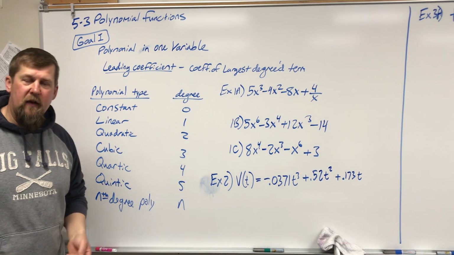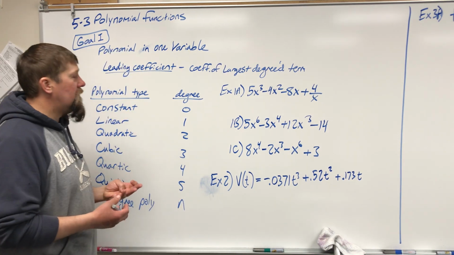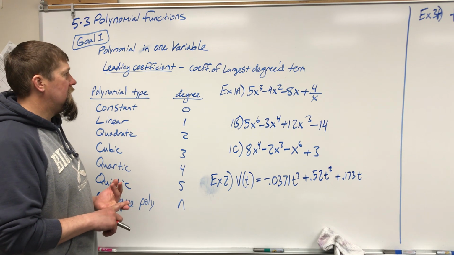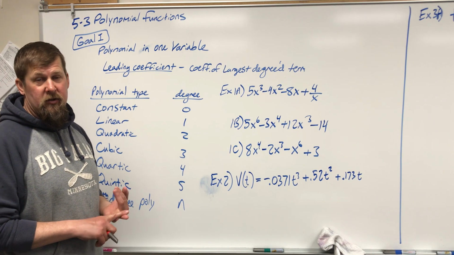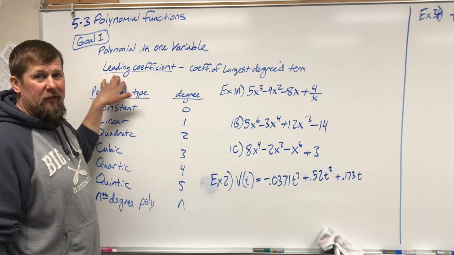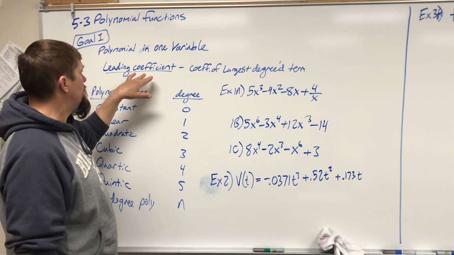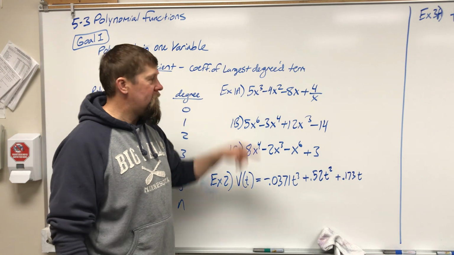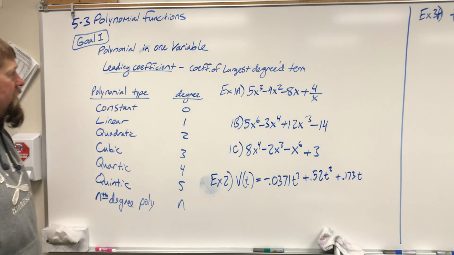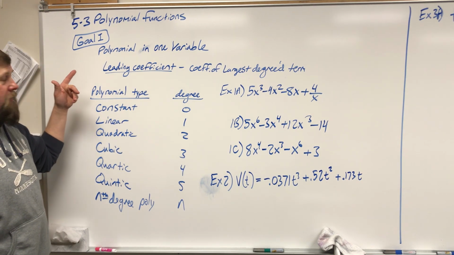Okay, so in section 5.1 we talked about what a polynomial is, and we talked about the fact that the exponents have to be integers and the coefficients of the terms have to be real numbers. We also talked about leading coefficient in 5.1, but this is where they actually officially introduce it. Leading coefficient is the coefficient of the largest degree term in the polynomial. So we'll talk about that here in a second. But first of all, let's talk about polynomials in one variable.